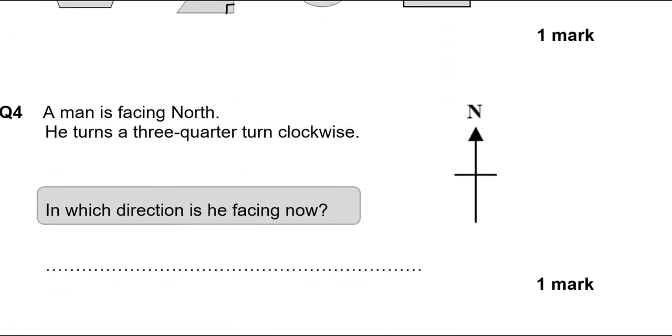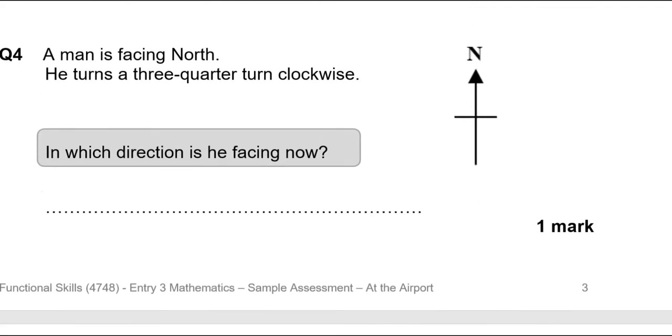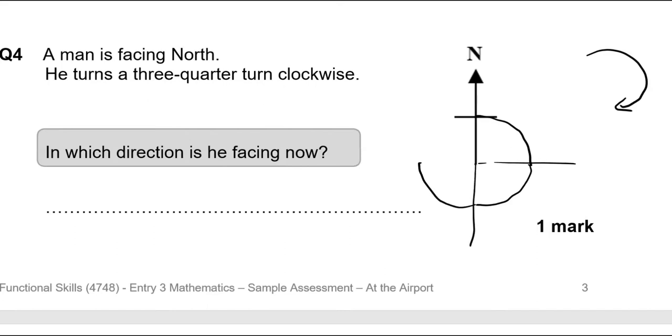Now looking at question 4, a man is facing north. He turns a 3/4 turn clockwise. So clockwise means this way. From north, quarter turn will be up to here, half turn over here, 3/4 right up to this point. So which direction is this? This is west.